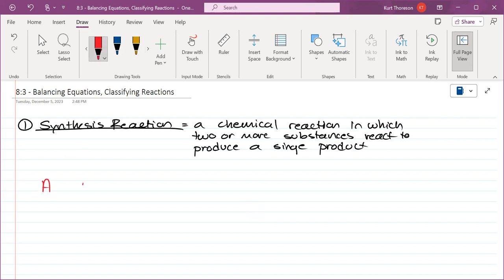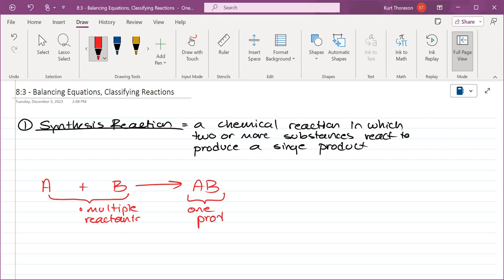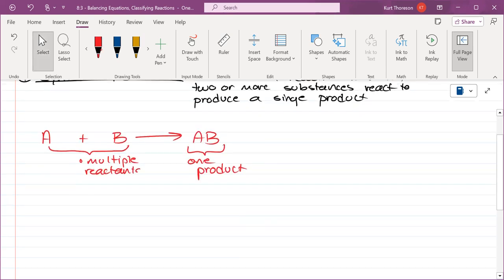So we would have A reacts with B to yield AB. That is a synthesis reaction. Notice that there are multiple reactants here, and there is one product. A few examples. And I'm going to incorporate balancing into this.